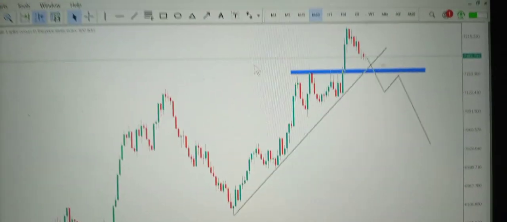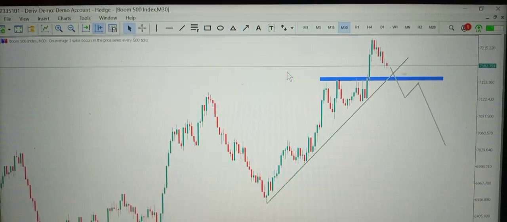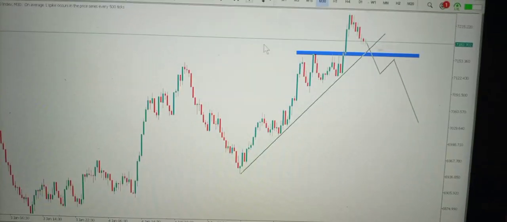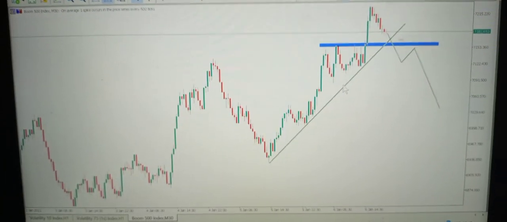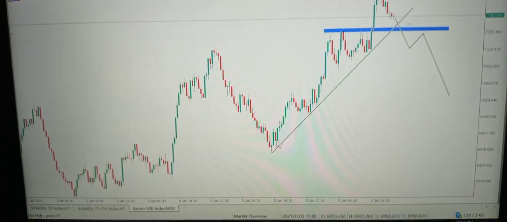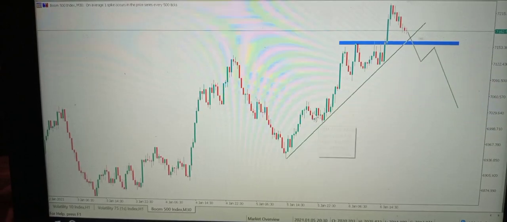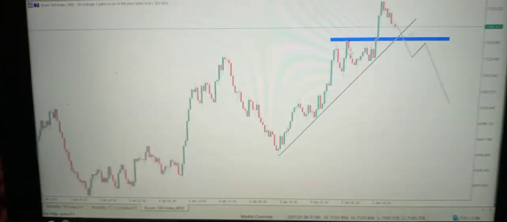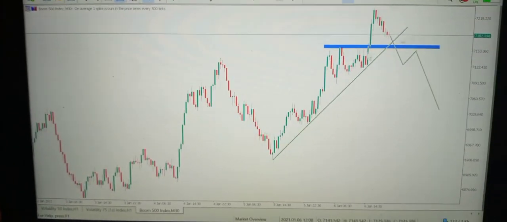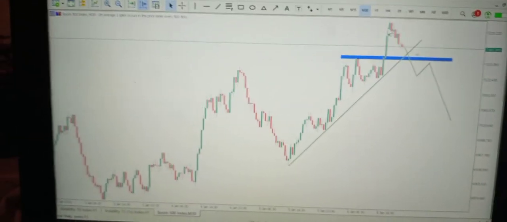Hello guys, this is Wesley speaking. Presently I'm looking at Boom 500 and I want us to run a little analysis on the pair. Recently the market has been on an uptrend. You can see the trend line, and also the pair has been making lower highs and higher highs. You can see this is a low here. It formed a higher low, formed a higher high, formed another higher high here, then a lower high, and then recently it just formed a higher high.